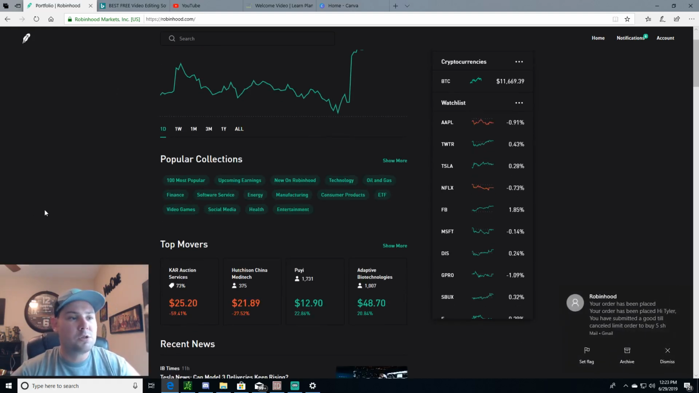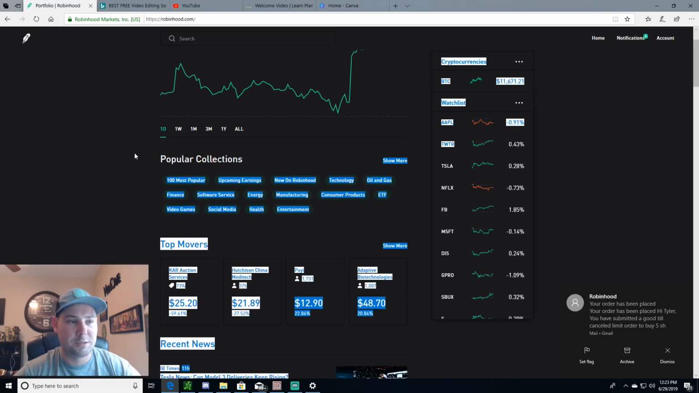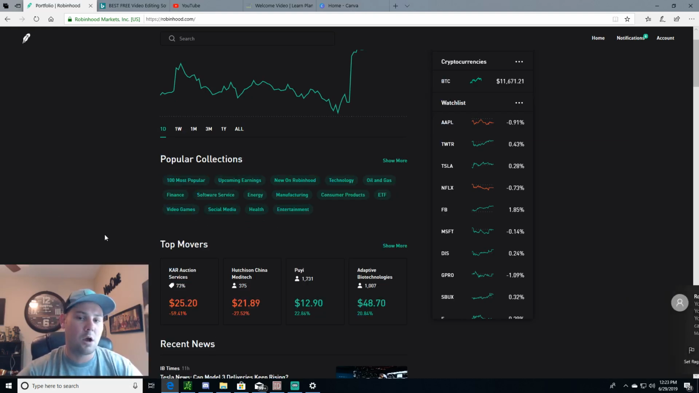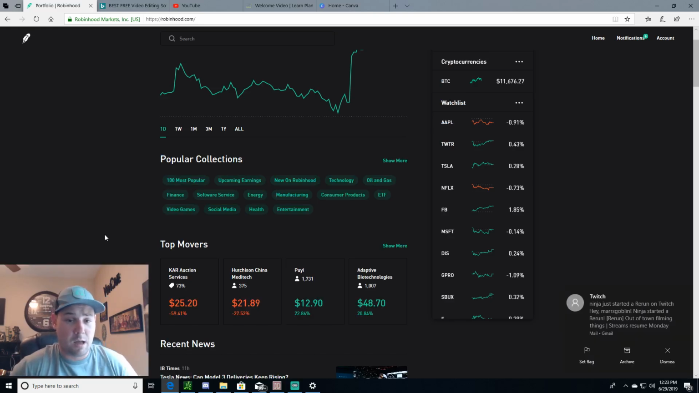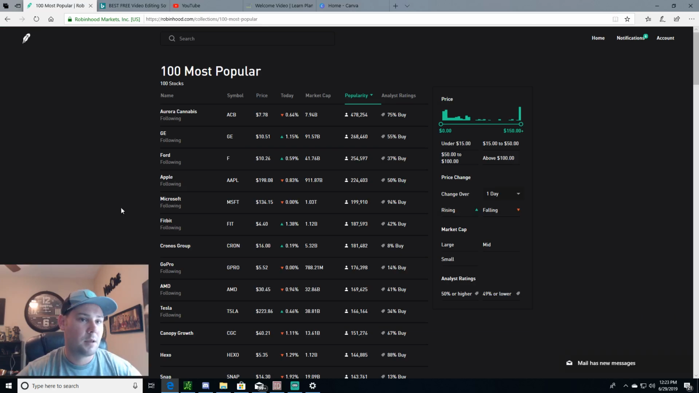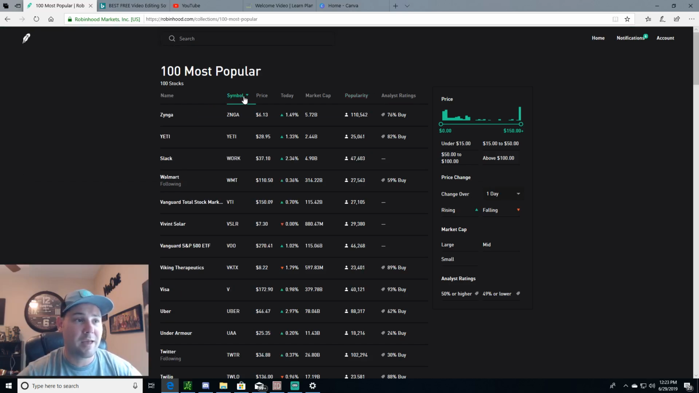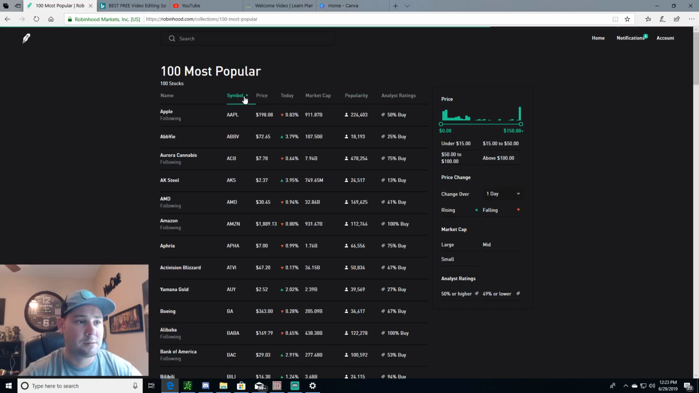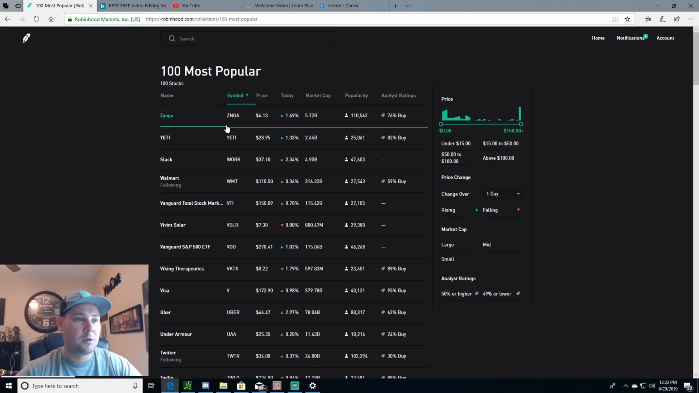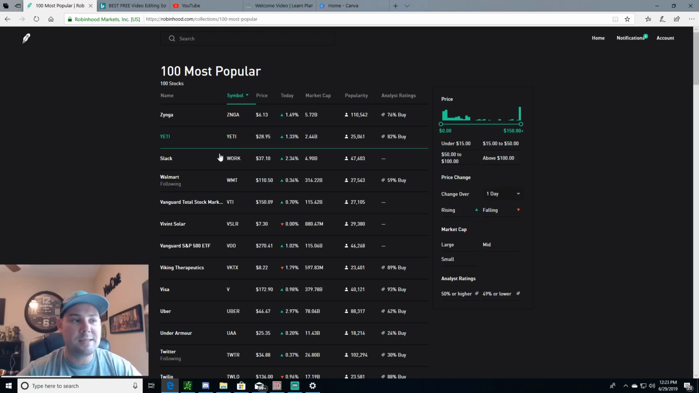So you scroll down a little more, you'll see the popular collections. All of these are just pretty much a group of stocks. So if you click on one, the 100 most popular stocks on Robinhood, then it will give you the 100 most popular stocks. You can see their name, their ticker symbol, what you actually type in right here to look at them. Let me change that. Sorry, guys. So Yeti will be YETI, Slack will be WORK, Walmart, WMT.